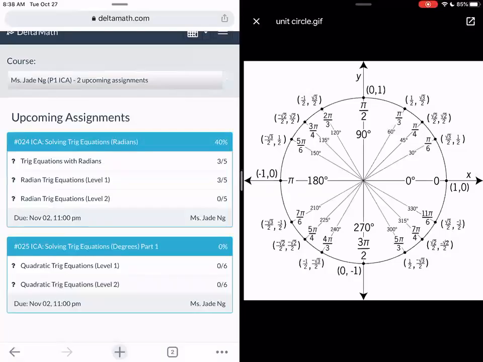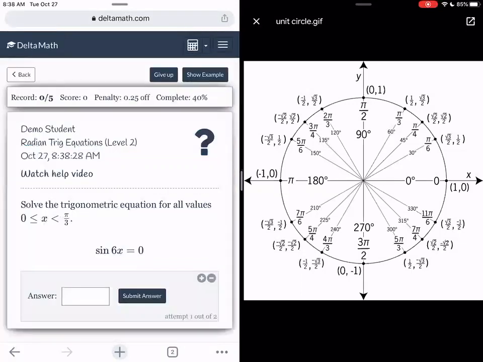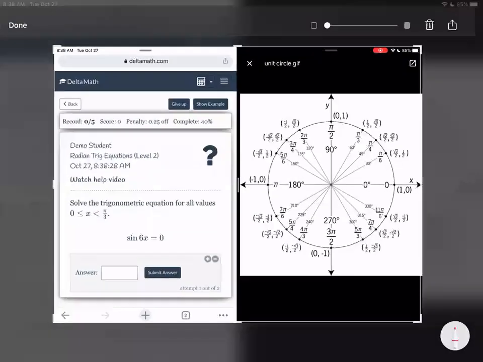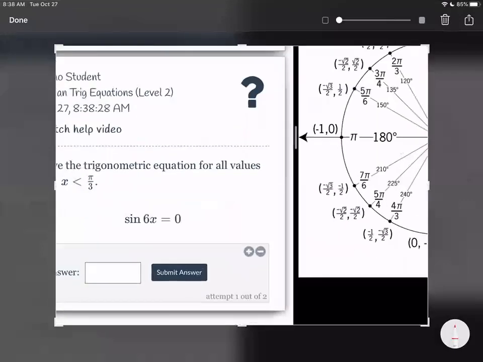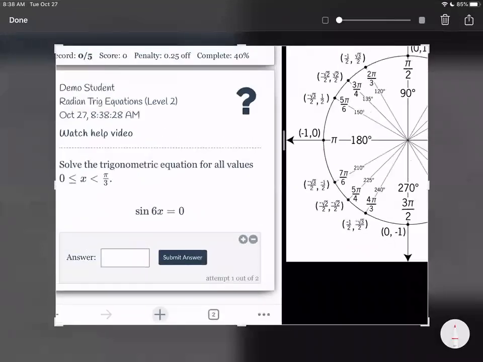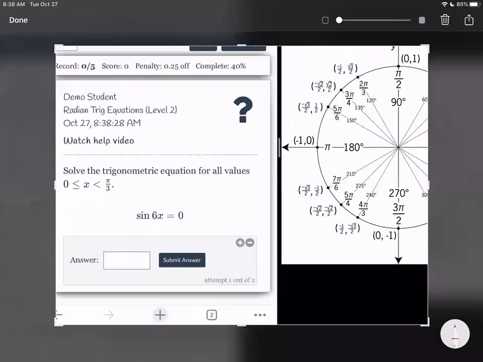All right, our last section is radian trig equations level 2. So this one is a little bit different, slightly. You can see that we're solving the trig equation for all values between 0 and pi over 3, which looks a little weirder, but you'll see why. The equation given to us is sine of 6x is equal to 0. That's totally fine. What we want is to get the sine by itself, and the sine is already by itself.